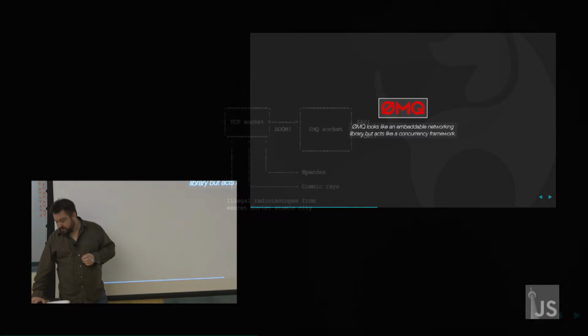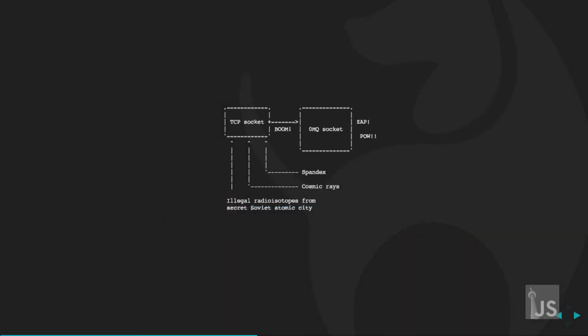Now that I have these individual processes, I needed a good way to send messages around. And so I went with a technology called ZeroMQ. The beauty of ZeroMQ is that it looks exactly like a networking library and behaves like a networking library, but underneath it's actually a concurrency framework. We've all used WebSockets or TCP sockets in the past, and we're familiar with the concept of writing to and reading from sockets.